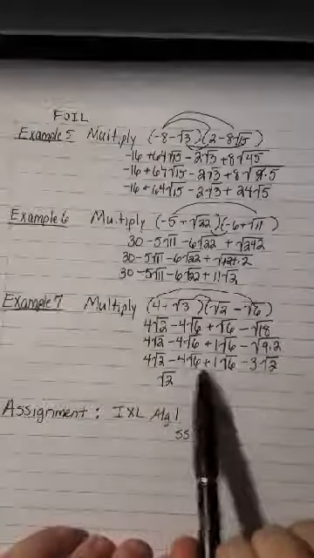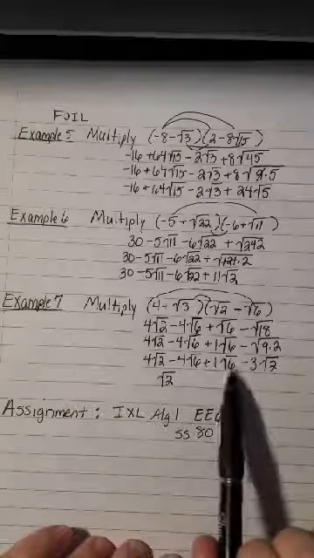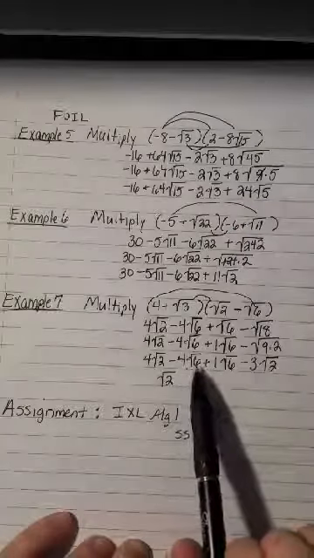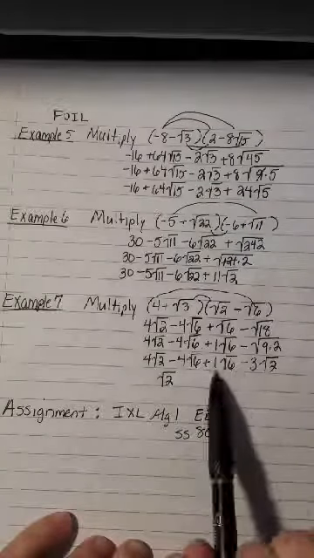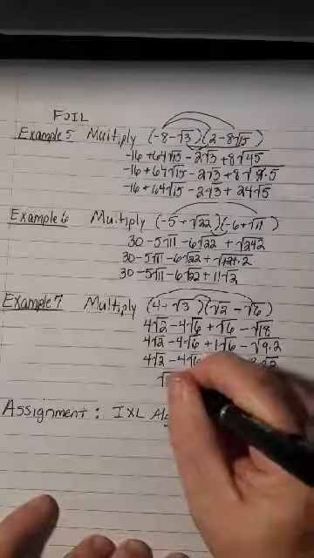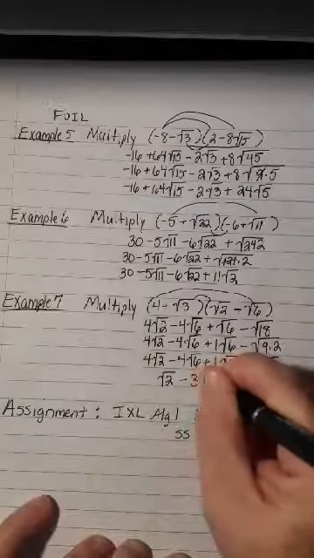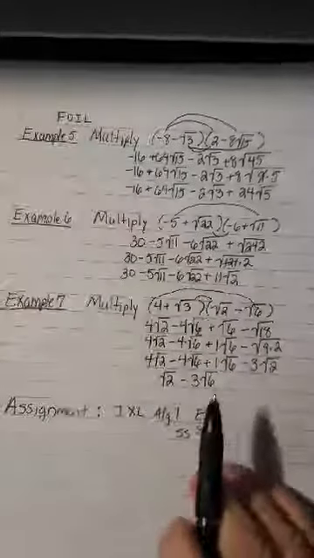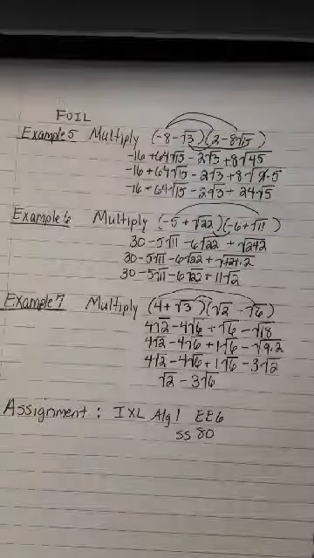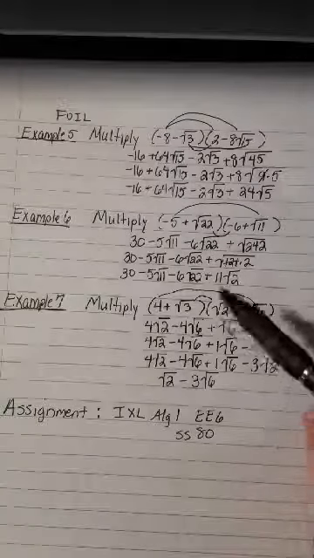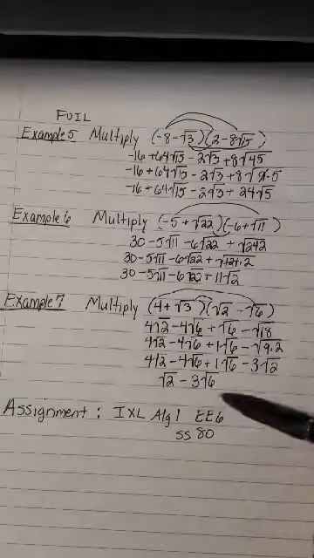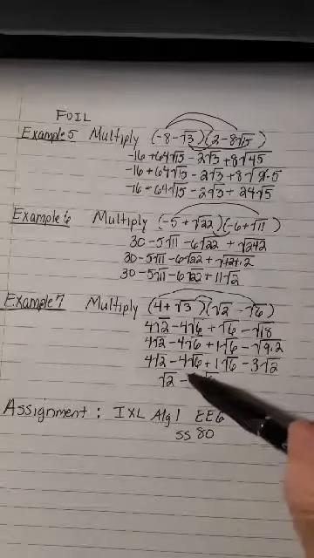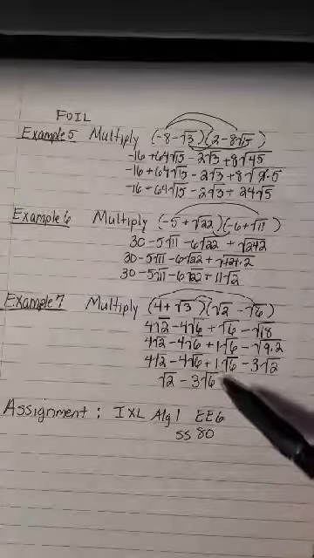And then these two terms in the middle, you can combine those because they both have the square root of 6. Negative 4 on the square root of 6 plus 1 on the square root of 6 is negative 3 on the square root of 6. And that's your answer. Square root of 2 minus 3 on the square root of 6. And that cannot simplify.